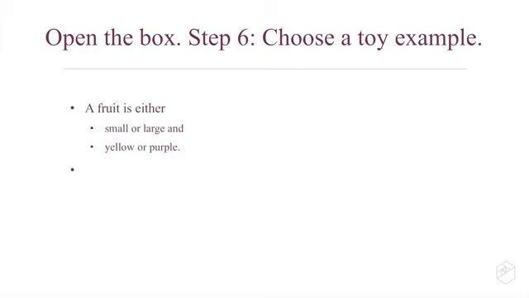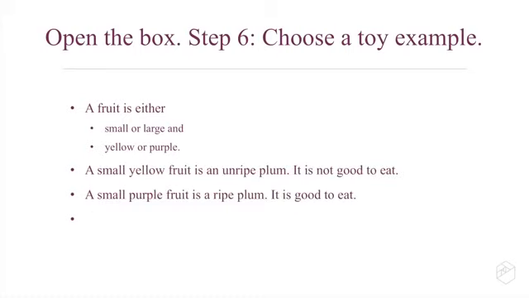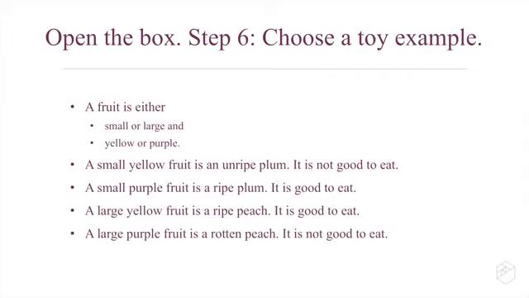So for this one, I settled on fruit. Imagine that we have fruit. It can either be small or large, and yellow or purple. Now, any small fruit is a plum. If it's yellow, it's not yet ripe, but if it's purple, it's ripe and good to eat. Any large fruit is a peach. If it's yellow, it's great to eat, but if it's purple, it's rotten. You don't want to eat it.